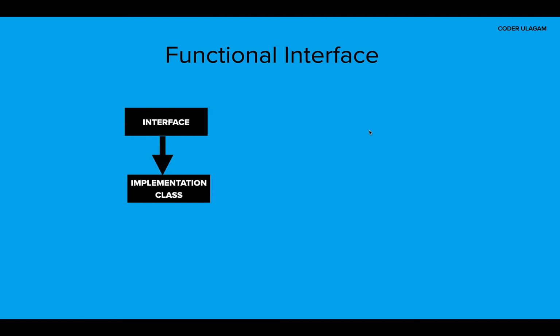The reason we do this interface implementation is to adapt for the change in requirements. If there is a change in requirement, you can have a different implementation class for that same interface, so that you don't have to break your interface.